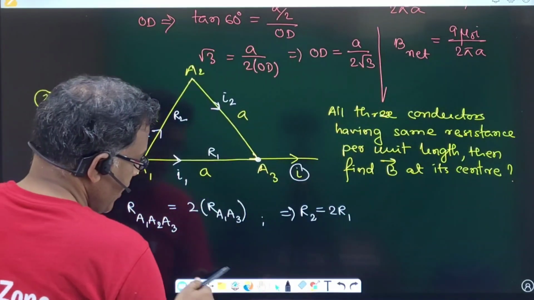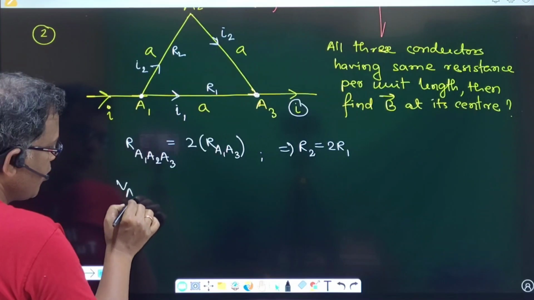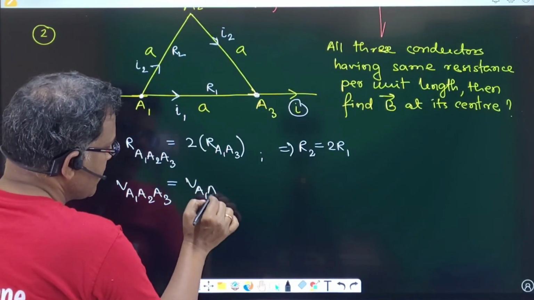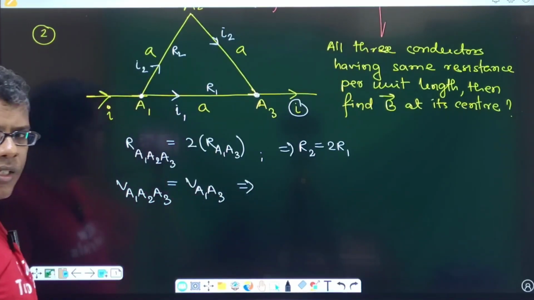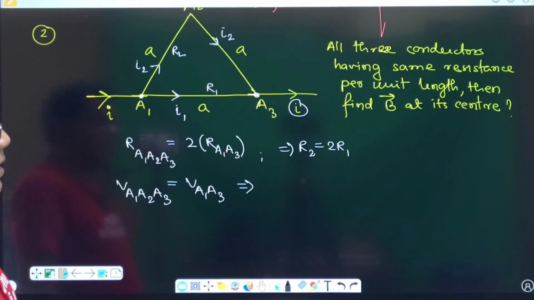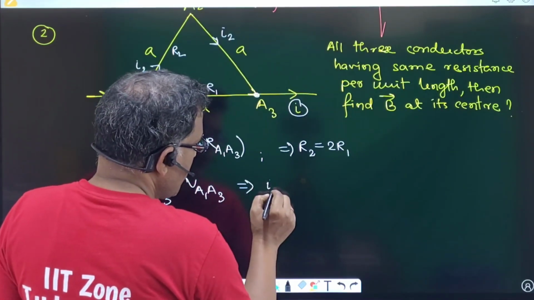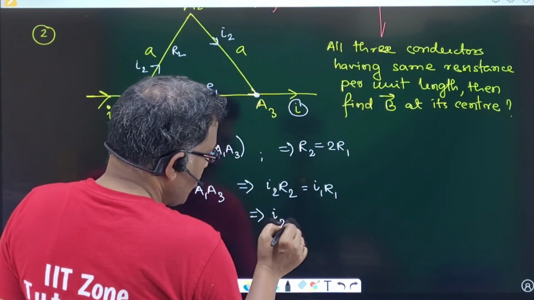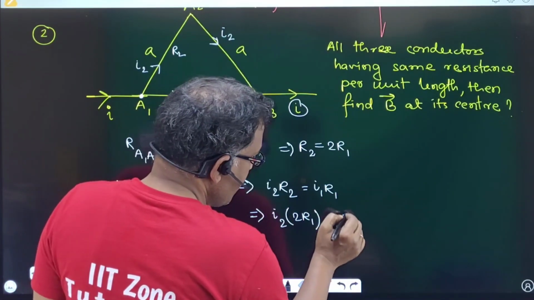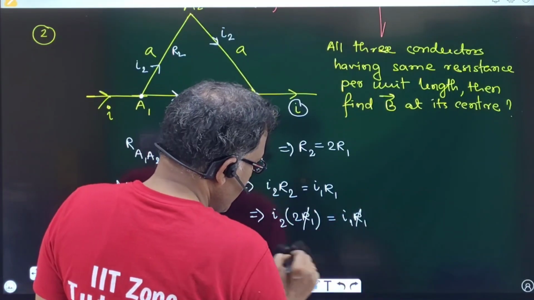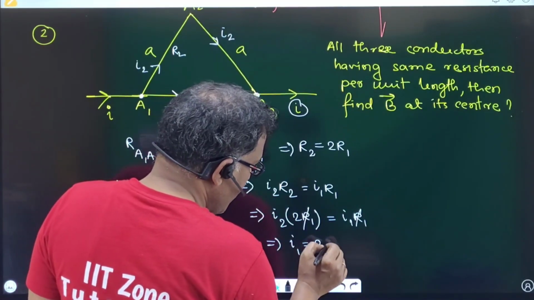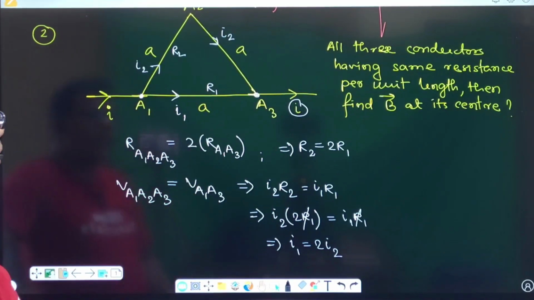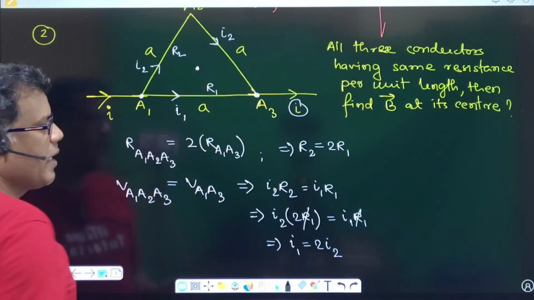But the potential difference in both the parallel branches must be the same. So V from A1 through A2 to A3, and directly A1 to A3, must be the same. The potential difference in any two parallel branches being the same, current into resistance will be the same. So I2 R2 must equal I1 R1, and as R2 is twice R1, we get a relation between I1 and I2. That is I1 will be twice I2, right?